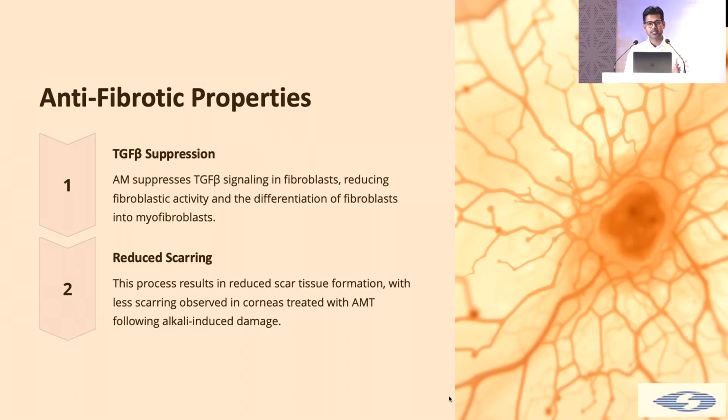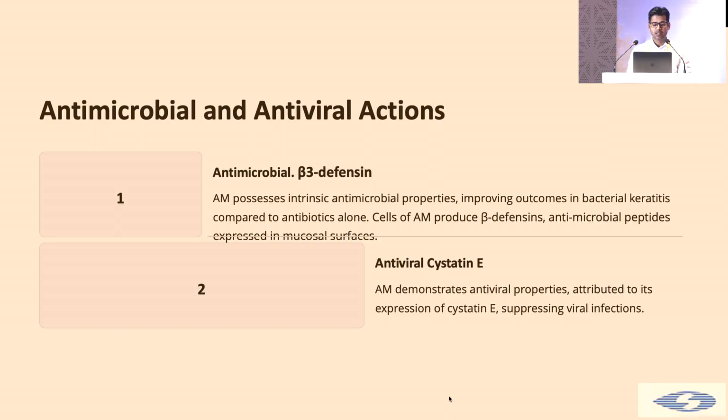Amniotic membrane suppresses TGF-beta receptor signaling in fibroblasts, reducing fibroblast activity and the differentiation of fibroblasts into myofibroblasts. This process results in reduced scar formation, with less scarring observed in corneas treated with AMT following alkali-induced damage. The membrane also has intrinsic antimicrobial properties, improving outcomes in bacterial keratitis compared to antibiotics alone.